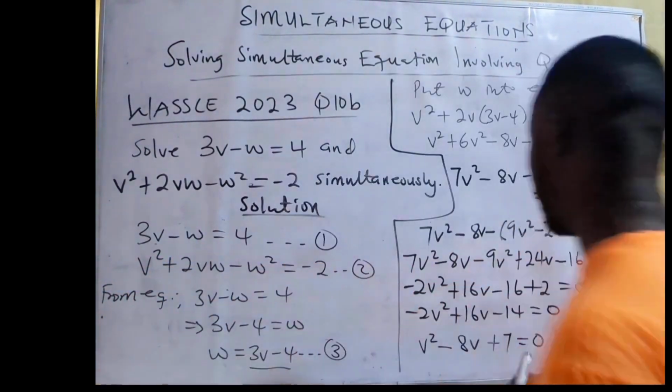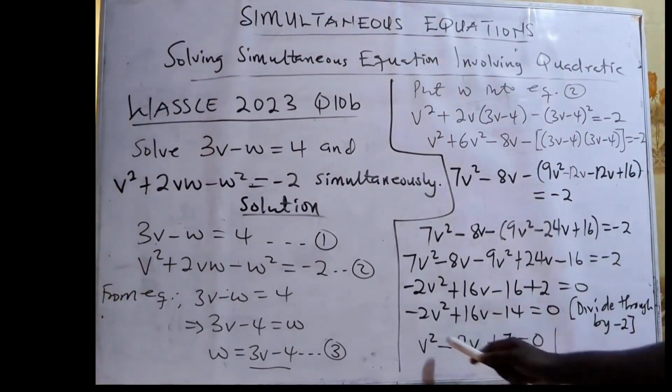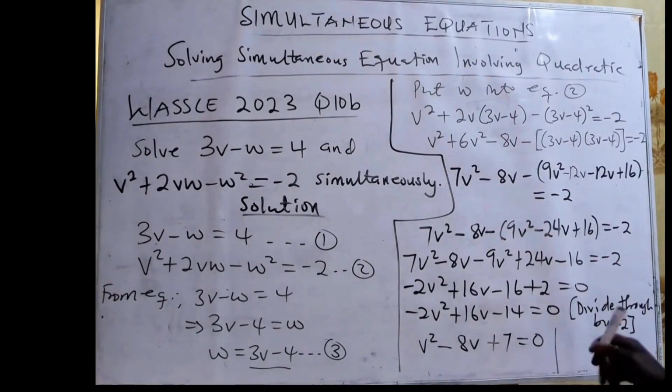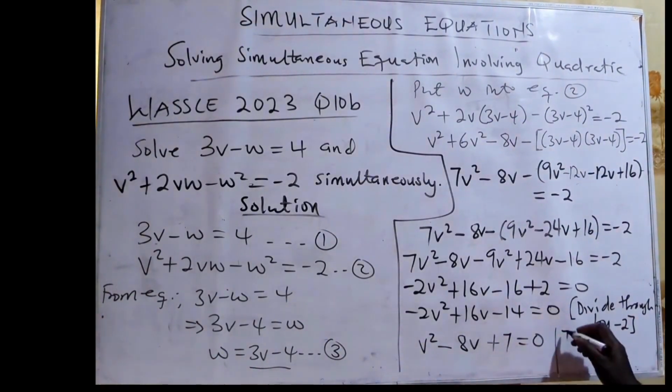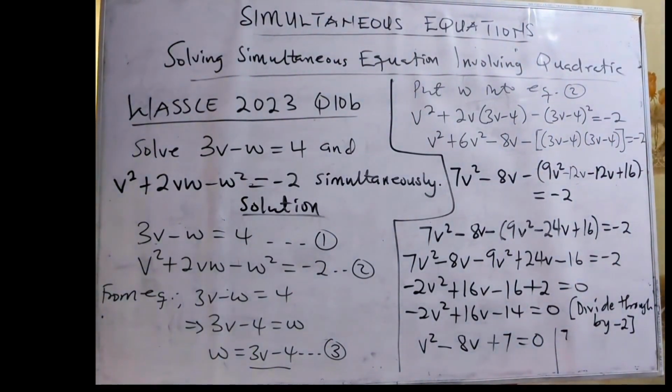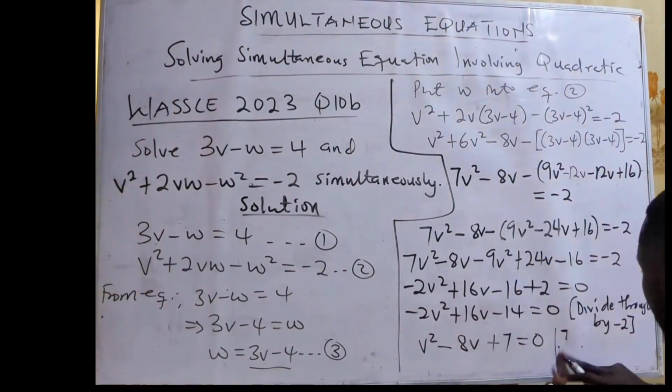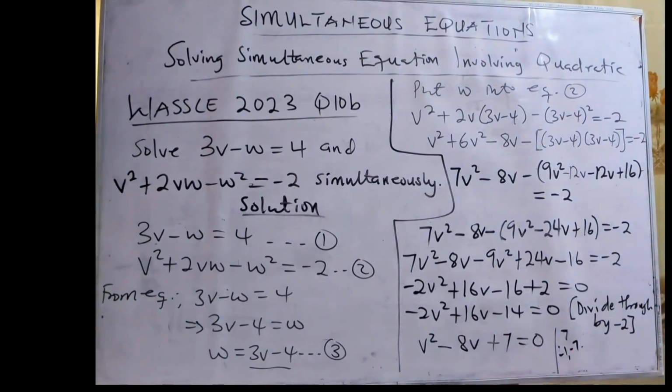So this is what I have: a quadratic equation, v² - 8v + 7 = 0, a quadratic trinomial. We take the coefficient of v², which is 1, times the constant 7, which is 7. Then we need two factors of 7 that add up to -8, and those are -1 and -7. So -1 times -7 is 7, and -1 plus -7 gives -8.